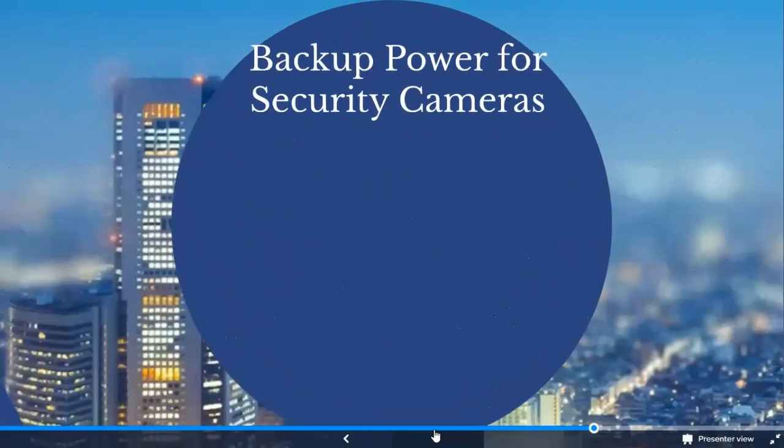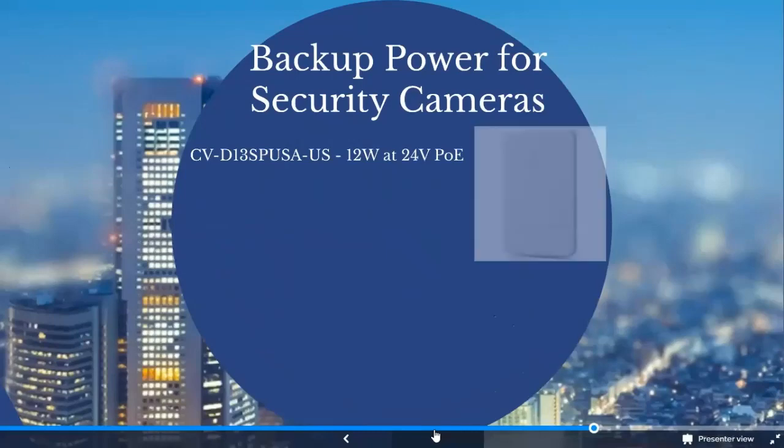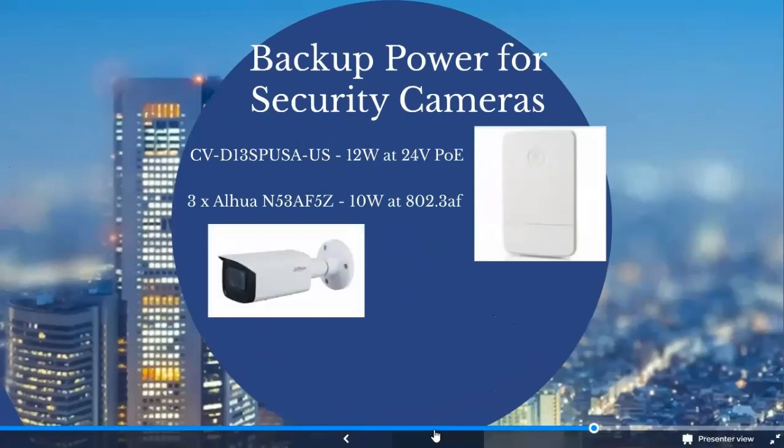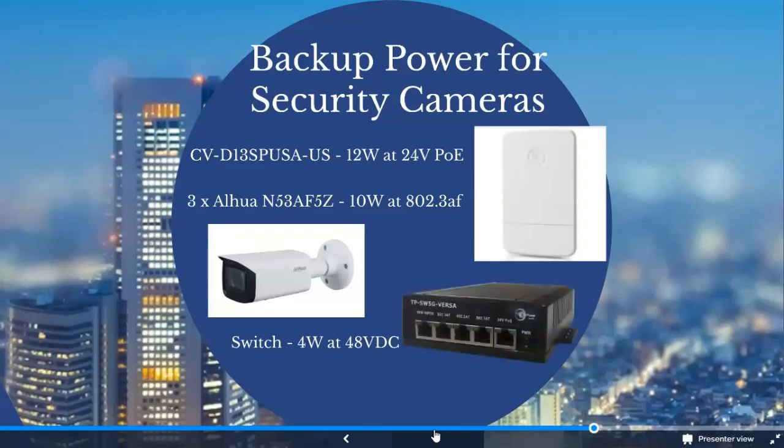So here's an application we just saw for some security cameras. They have power at the site, but they wanted to make sure that they had some extra battery backup so that they could get out to the site if power goes down for an extended period of time. So they're using the Cambium access point that's 12 watts at 24 volt PoE, and then 3 of the Dahua cameras at 10 watts at 48 volt. Now we are going to add our switch on this. This is the 4 watt at 48 volt input, and I'll show you why we're going to use this versus another switch. And so total power draw is 46 watts, and they wanted 24 hours of backup power.